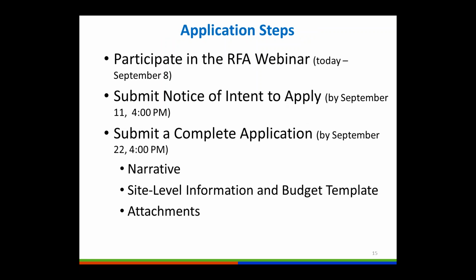Application steps. First, participate in the RFA webinar, and that's what you're doing right now with me. So thank you. Then it'll be very important that you submit your notice of intent to apply by September 11th by 4 p.m. The reason I'm pointing that out is we won't be able to continue to look at your submitted completed application unless you've completed the notice of intent to apply. And again, that's due this Friday by 4 o'clock.